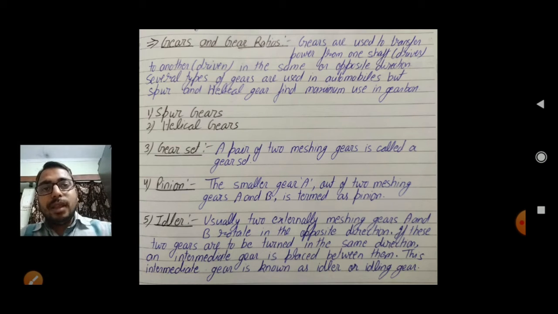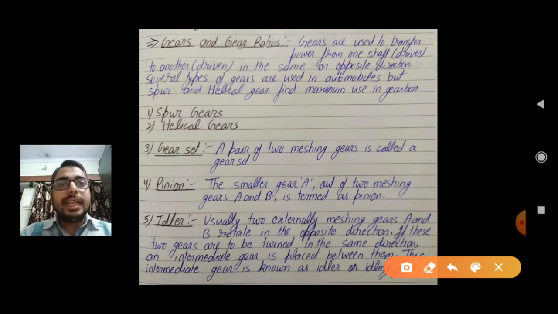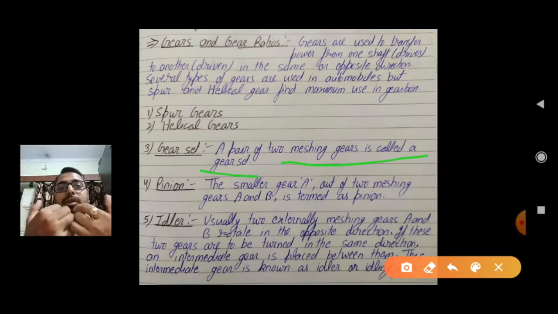Now the next thing is the gear set. A pair of two meshing gears is called a gear set. Basically, what is a gear set? When two gears mesh with each other, the first is the driver and the second is the driven, then the meshing, or the whole system, is known as a gear set.